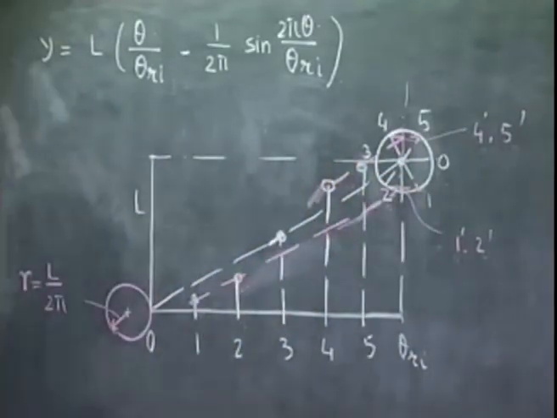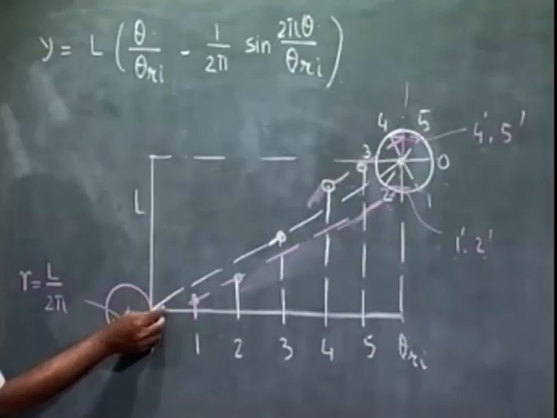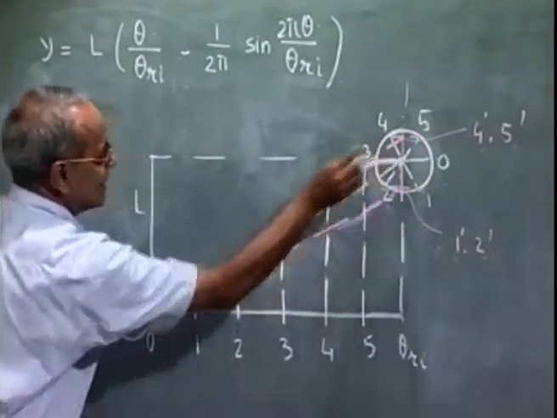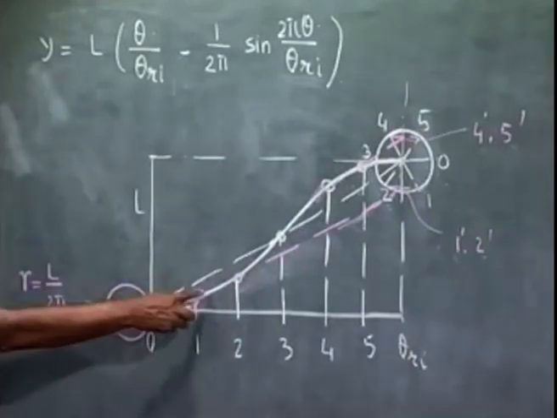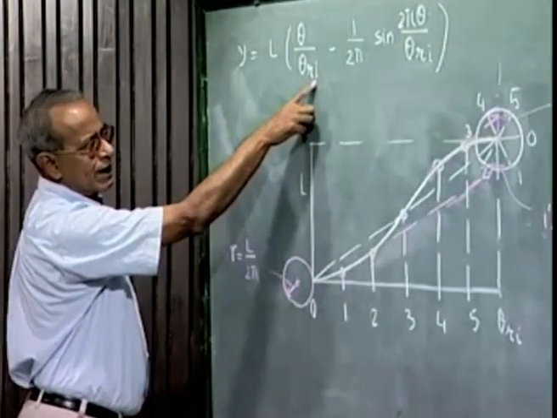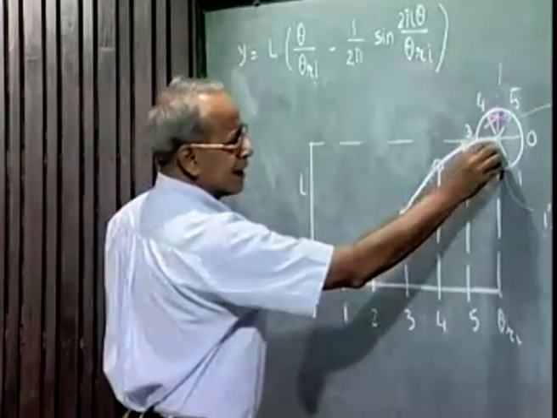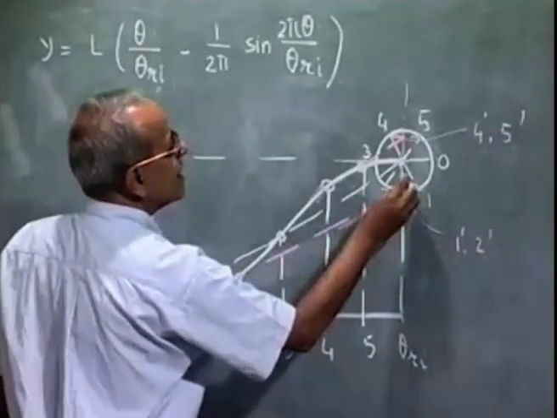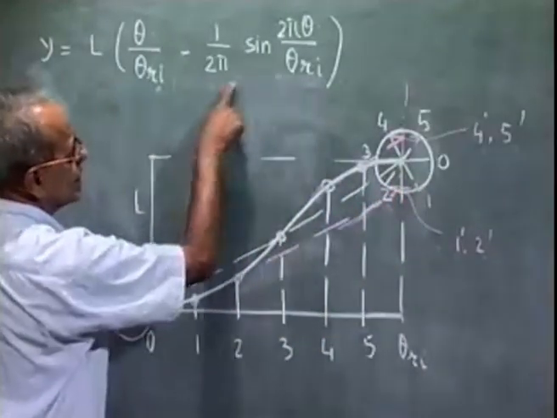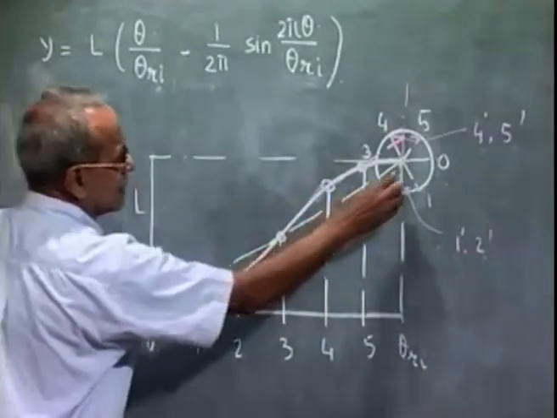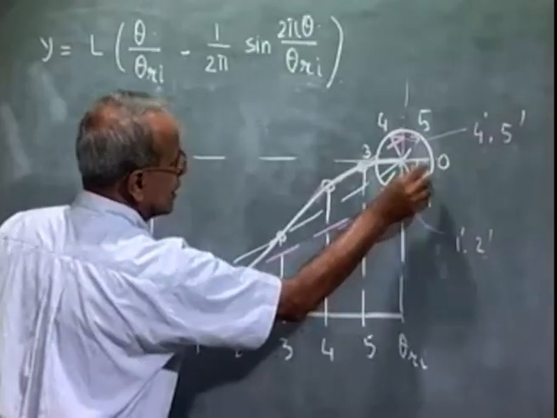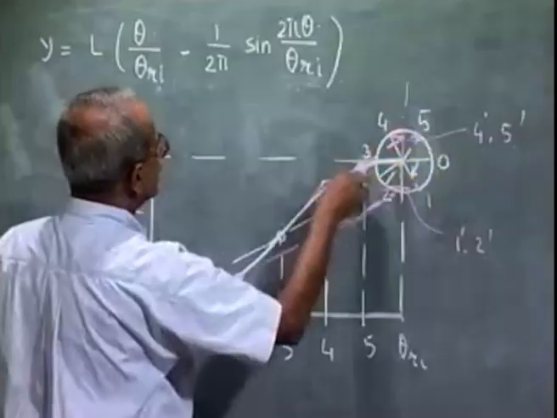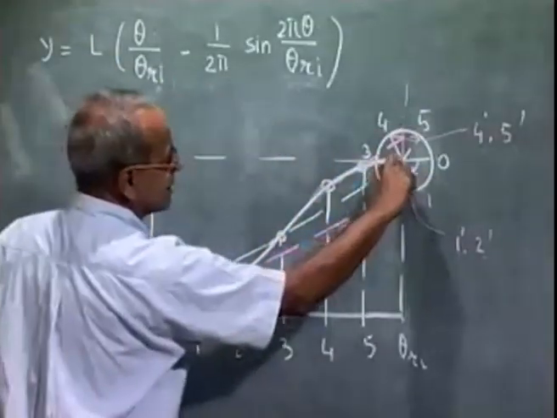Now, through these points, if I join these 6 points, I get the desired cycloid. This curve represents this equation. It is very easy to see that this vertical height, which I am subtracting, is nothing but this expression, because this rotation is 2 pi into theta by theta Ri, and the radius is L by 2 pi, and this is the sine of that angle.